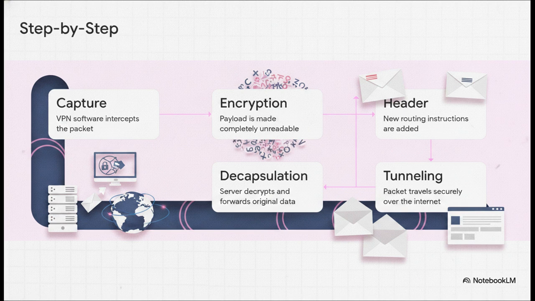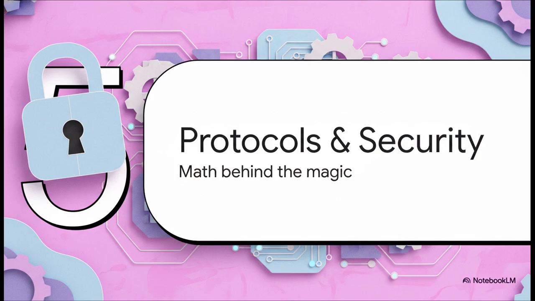The VPN server gets it, removes the outer envelope, uses the agreed-upon keys to decrypt the inner packet, and then transparently routes your original request to the actual destination website. It's just a beautifully precise system. Onward to Section 5, Protocols and Top Secret Security, the math behind the magic.